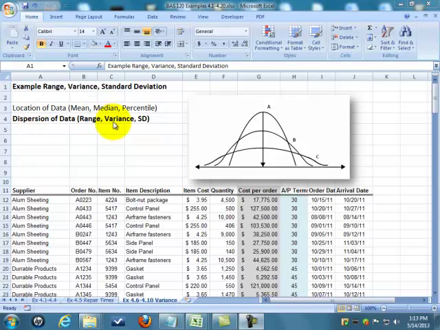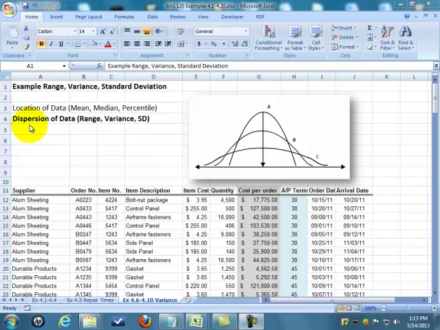This next set of tools to describe data talks about how dispersed the data is. So here we've got three sets, A, B, and C, all with the same mean, all with the same median, all with the same mode. So the location of the data is all the same in these three sets of data, but yet each data set is very, very different. Some is not very dispersed. For example, A, the range is relatively narrow, where C has a very large range. So we'll talk about ways of describing data by how dispersed the data is.